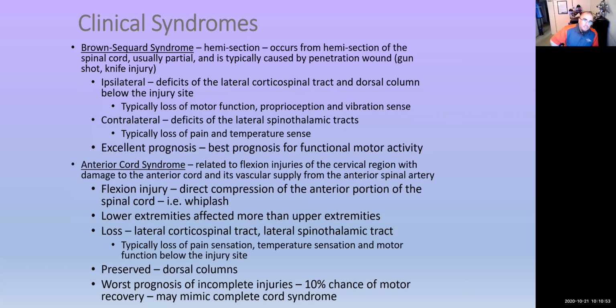If I am a Brown-Séquard, this is probably the best case scenario for me because I have a really good prognosis for motor return. If I'm a partial injury, I have a really good chance of getting most of my function back, or at least some of it, if nothing else. So if there's any kind of silver lining to getting stabbed or shot in the spine, it's that you have the best chance of actually getting function back.